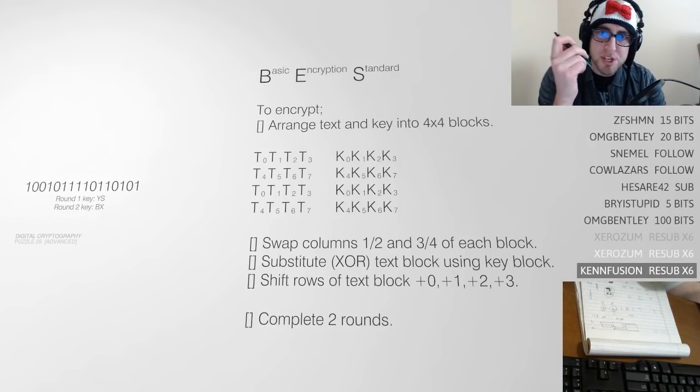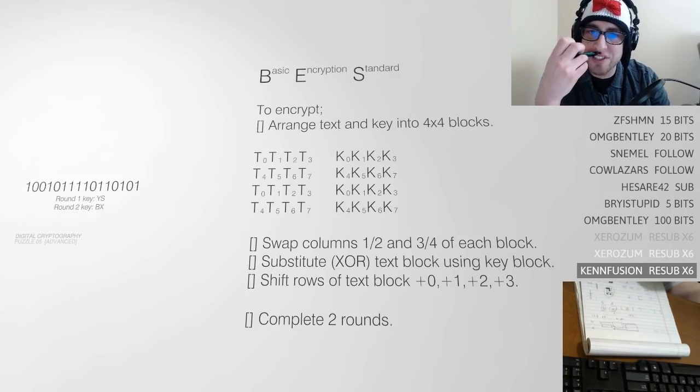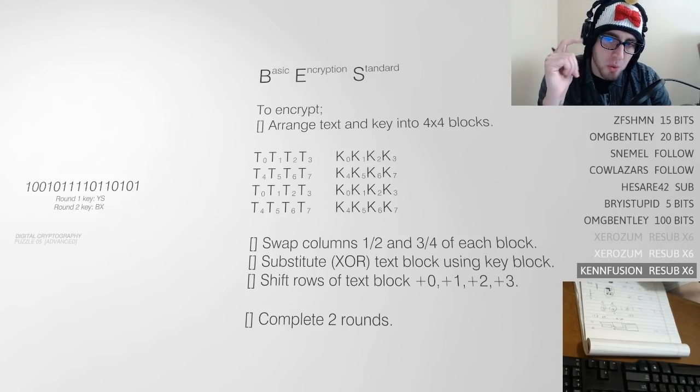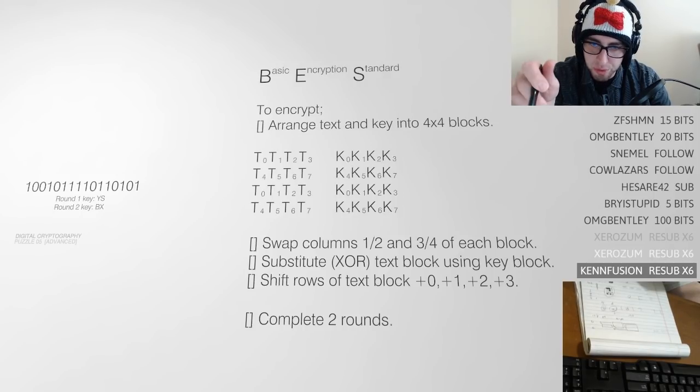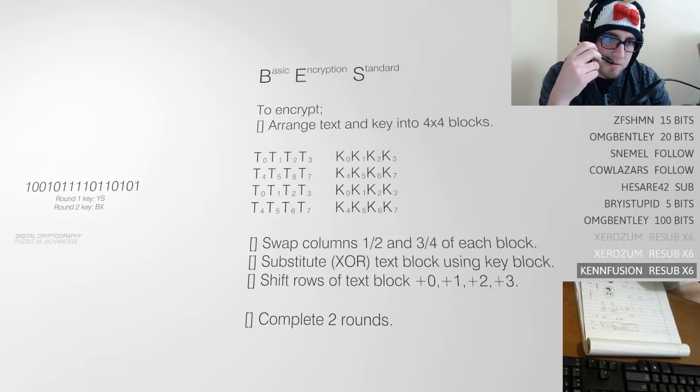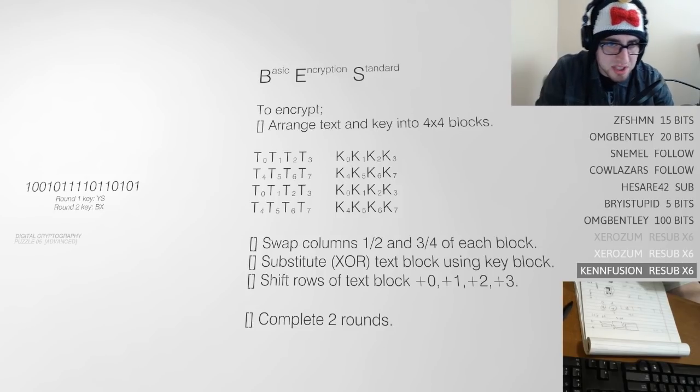Basic encryption standard to encrypt. Arrange text and key into 4x4 blocks. Swap columns 1, 2, and 3, 4 of each block. Substitute an XOR gate text block using key block. Shift rows of text block 0, 1, 2, 3. Complete 2 rounds. Are you serious?